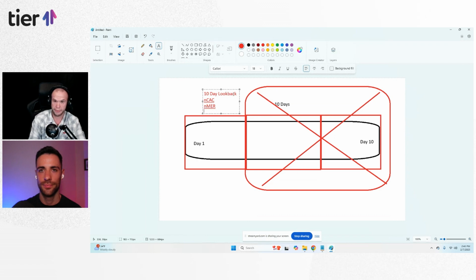And I should have at least some things like an NCAC, an NMER. I can even look at in-app CPA. I can look at in-app ROAS. I can choose insert measurement of your choice here. There's no wrong answer. You use them all.